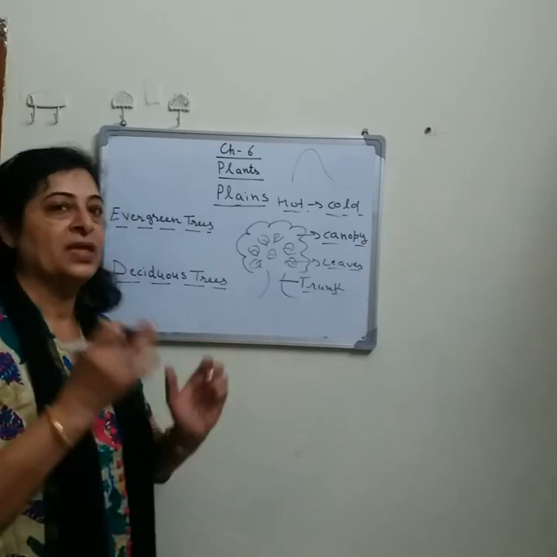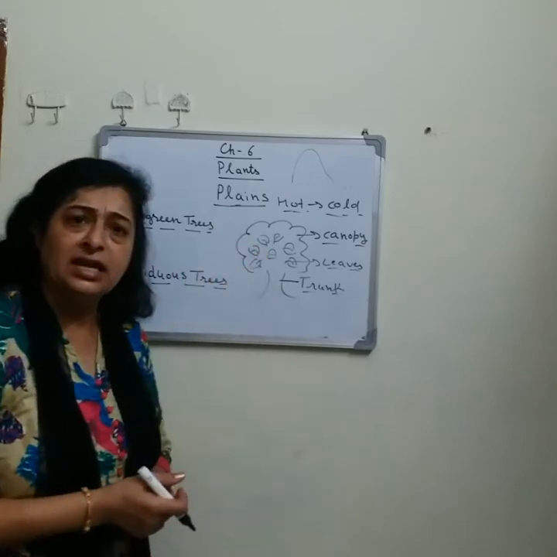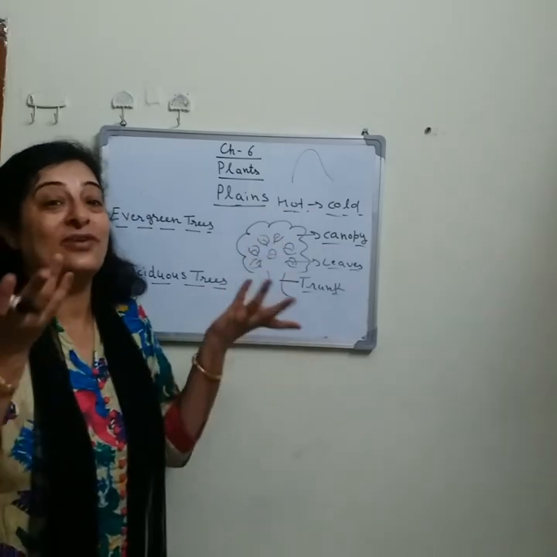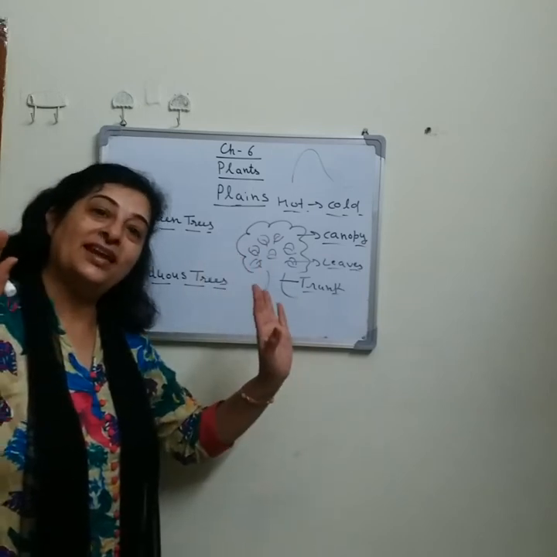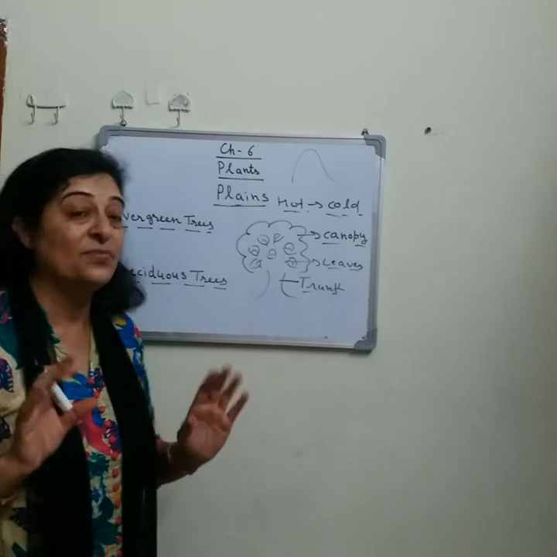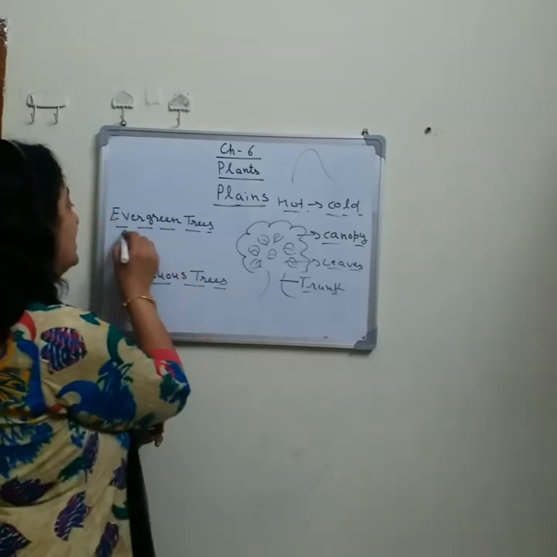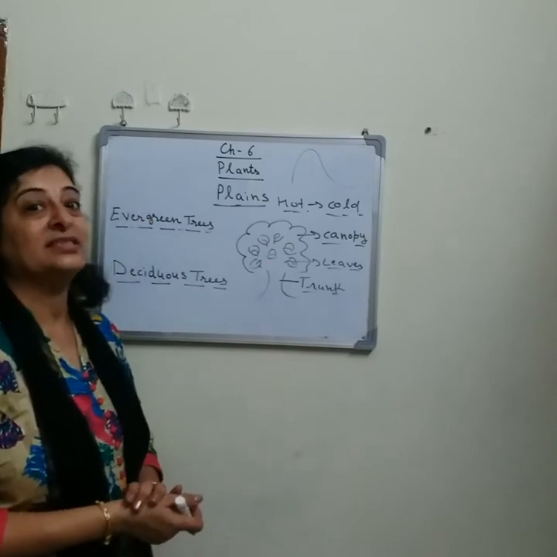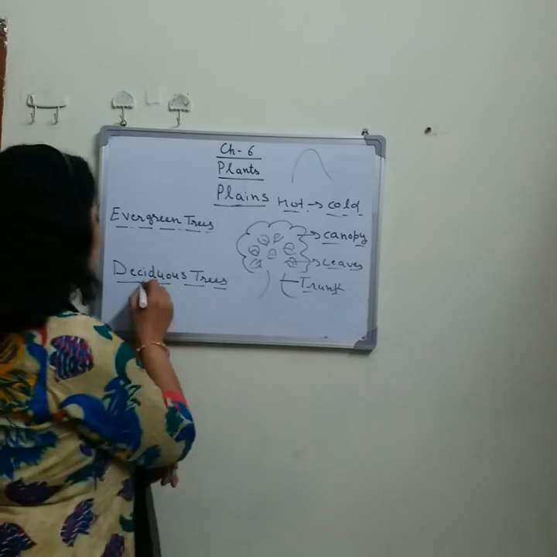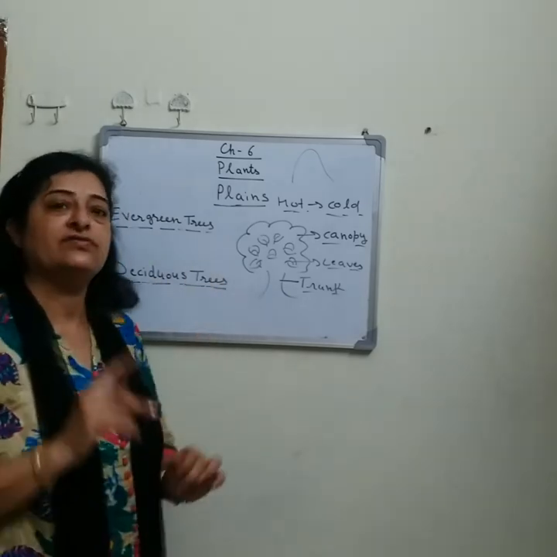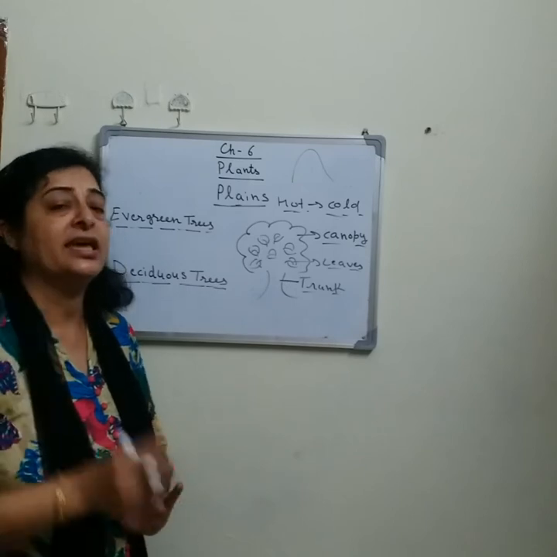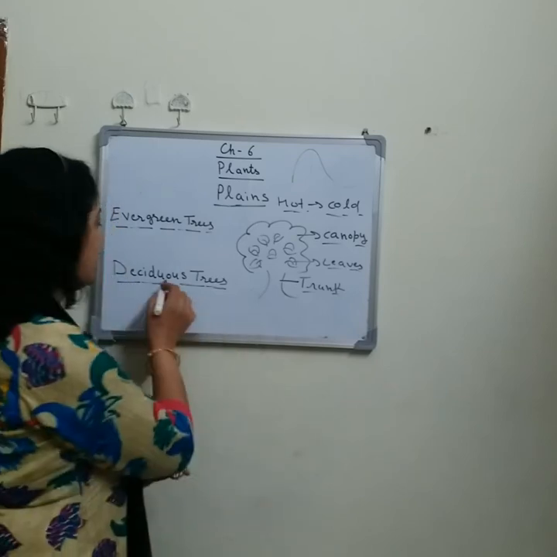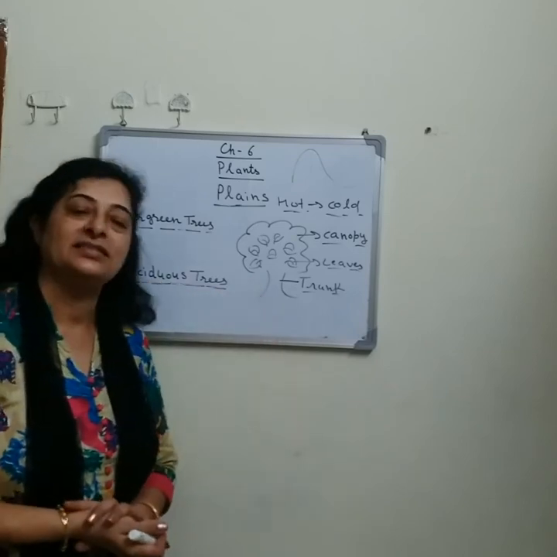Now some of the plants shed their leaves throughout the year and new leaves keep growing. As a result they always remain green. That type of plants are known as evergreen trees. And some plants shed their leaves once a year, mostly in winter, and after that they grow new leaves. That type of trees are known as deciduous trees.